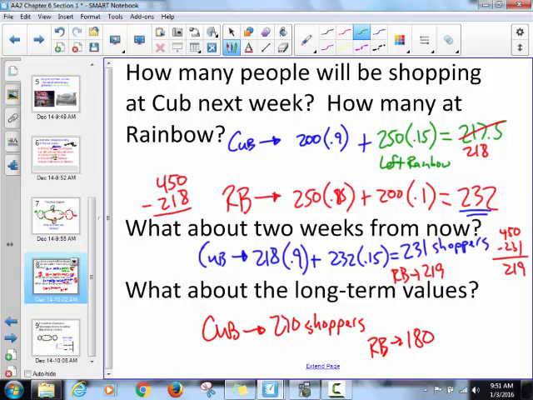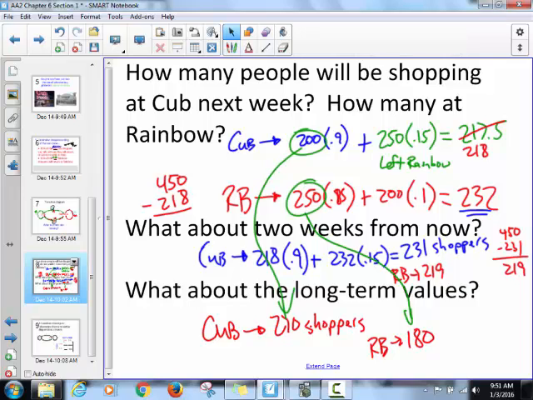So originally we started with 200 at Cub and increased to 270. And we started with 250 at Rainbow and decreased to 180. So that's some type of market research. That's somebody's job. They would do that.